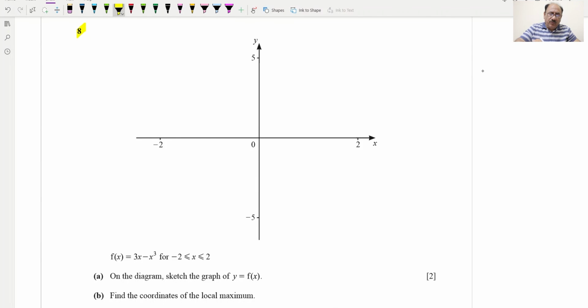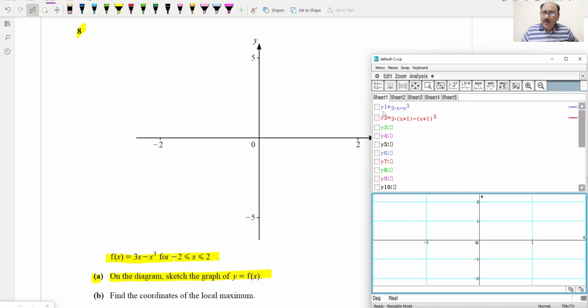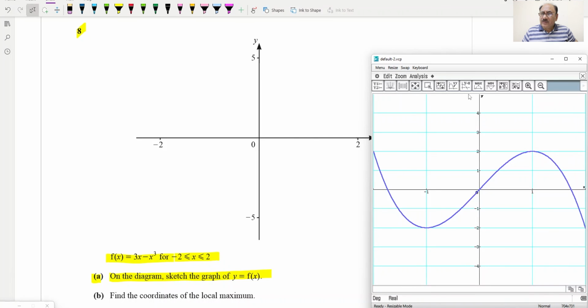Coordinate axis is provided and f of x is given. Range is x is greater than or equal to -2 and less than or equal to 2. A part on the diagram, sketch the graph of y is equal to f of x. This is a 2 mark question. We will sketch this graph with the help of a graphic display calculator. So I will open the graphic display calculator, this one, and f of x I have typed here 3x minus x cubed, and when we plot this, this is the sketch, and we can resize it.